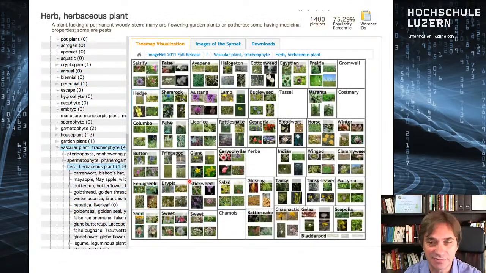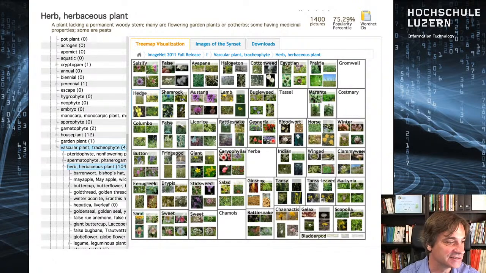Here is some example of this hierarchy and of those images. For example, here we have some herbs, so they are in vascular plants, and then herb, and then different herbs. And so here you have the different classes for different herbs. And here with the syn set, you see that buttercup or butterflower is apparently the same plant, so they're put together, and then those images go together in that class here.